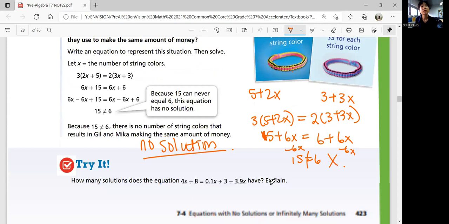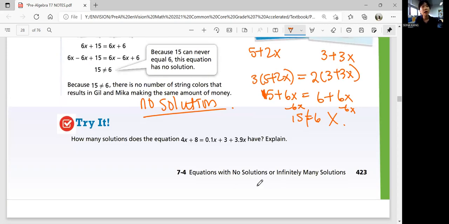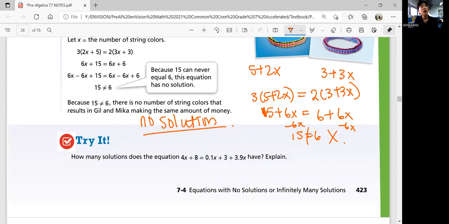So let's see if you can do the last try by yourself. How many solutions does the equation 4x plus 8 is equal to 0.1x plus 3 plus 3.9x have? Explain. See if you can do it by yourself. Come back when you're ready. We have one more example after this. Are you ready?